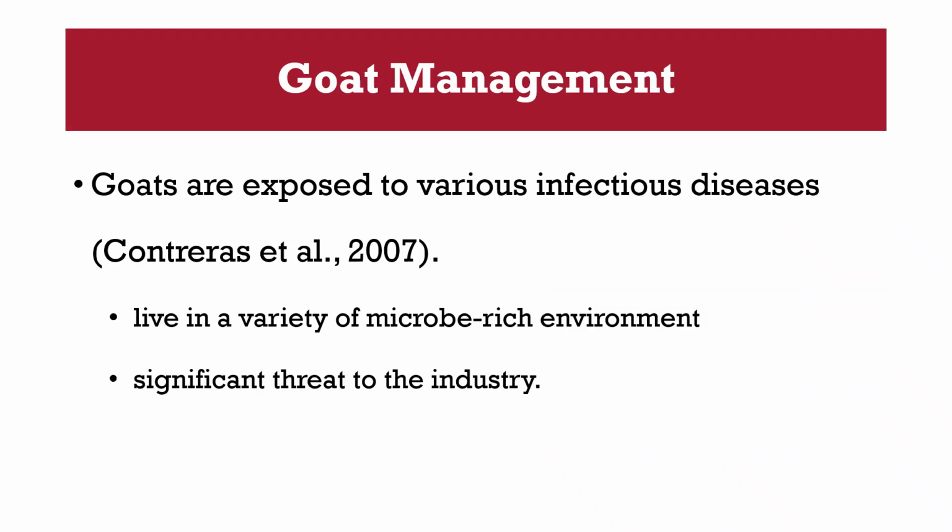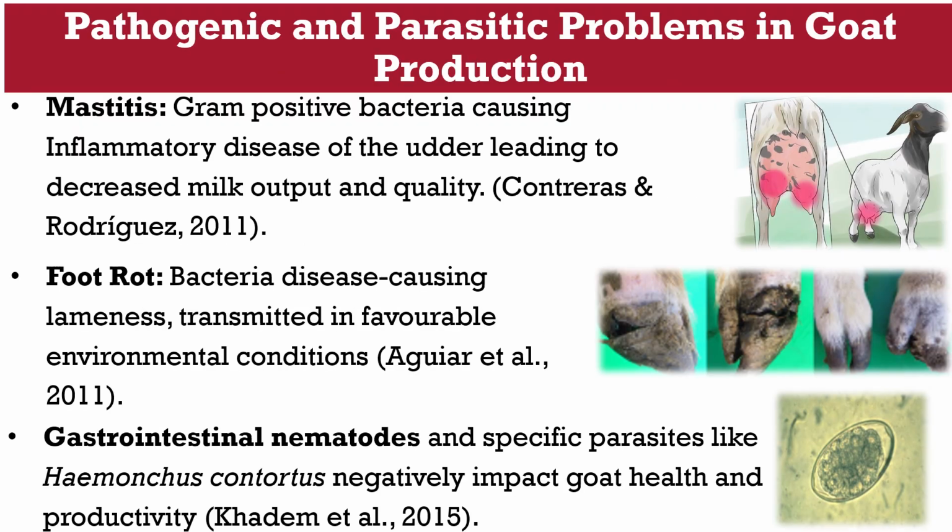Goats are exposed to various infectious diseases as they live in a variety of microbe-rich environment, which poses a significant threat to them. Some of the pathogenic and parasitic problems we have in the goat production include mastitis, although this one is more on the dairy side. We have foot rot, which is a bacteria disease causing lameness, and so it's very contagious. We have gastrointestinal nematodes, and specifically Haemonchus contortus, also known as the barber pole, which negatively impacts the goat health.